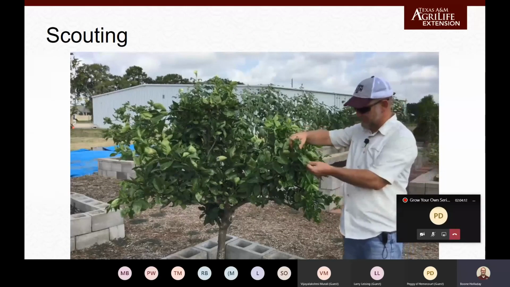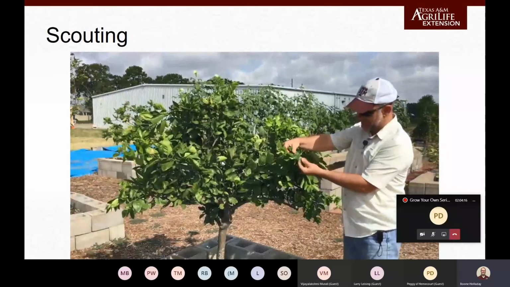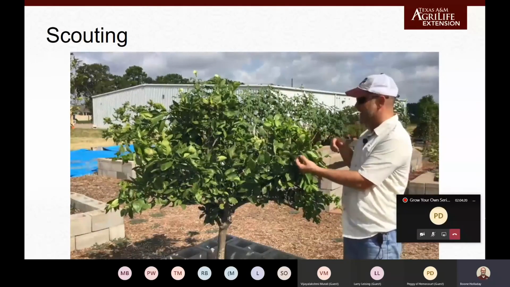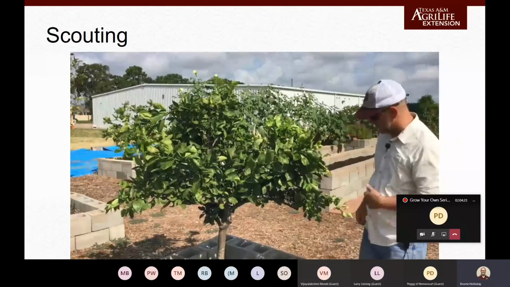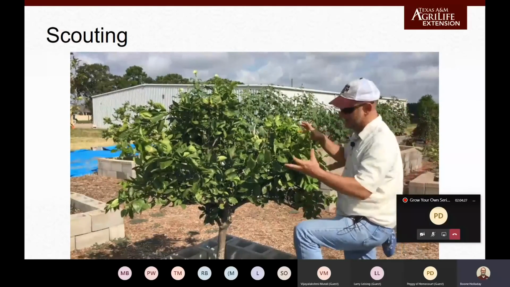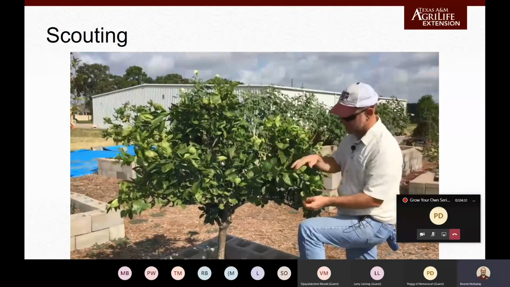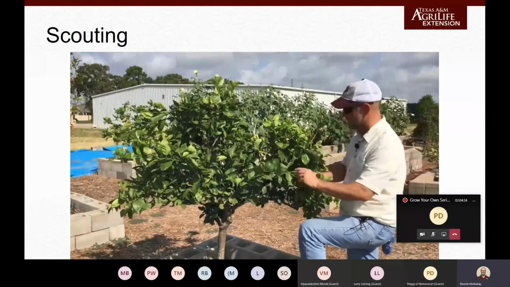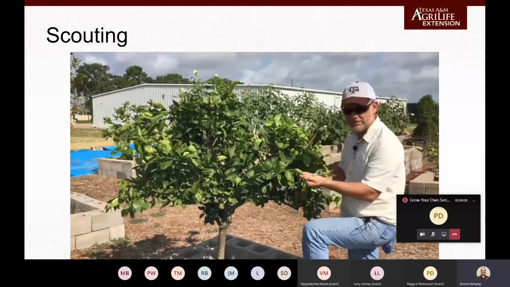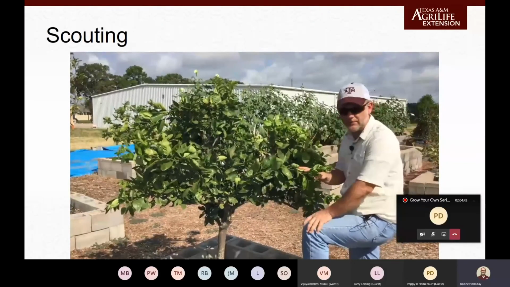Some things that we would want to try to identify. First one is leaf miner, just like we talked about with these other plants. Citrus leaf miner is very common for us, and in most situations, we just leave it alone. If it gets to the point where all the leaves are curled up, contorted, and not being able to sufficiently go through photosynthesis, then we might have a problem that we have to deal with.